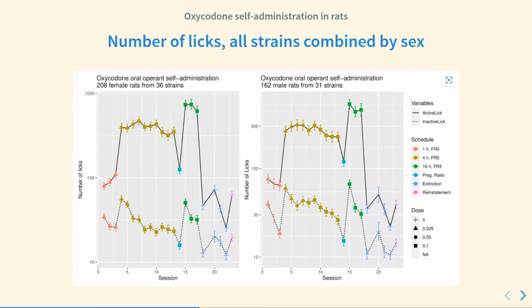And this lower line is the inactive spot, and it's very clear that rats have high preference for the active spot, and they do lick some on the inactive spot, but the number of licks is very low compared to the active spot. So this is females and males, and it's quite clear from the get-go that females lick a lot more than the males.